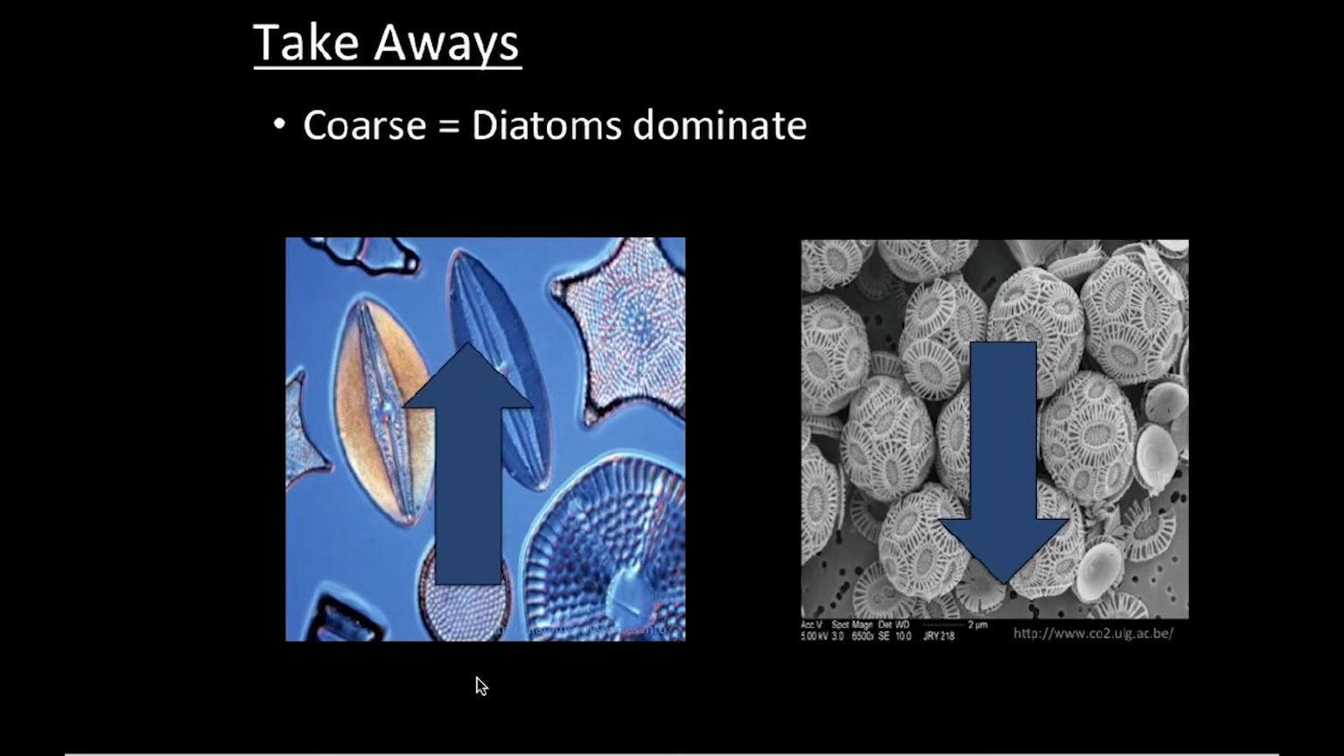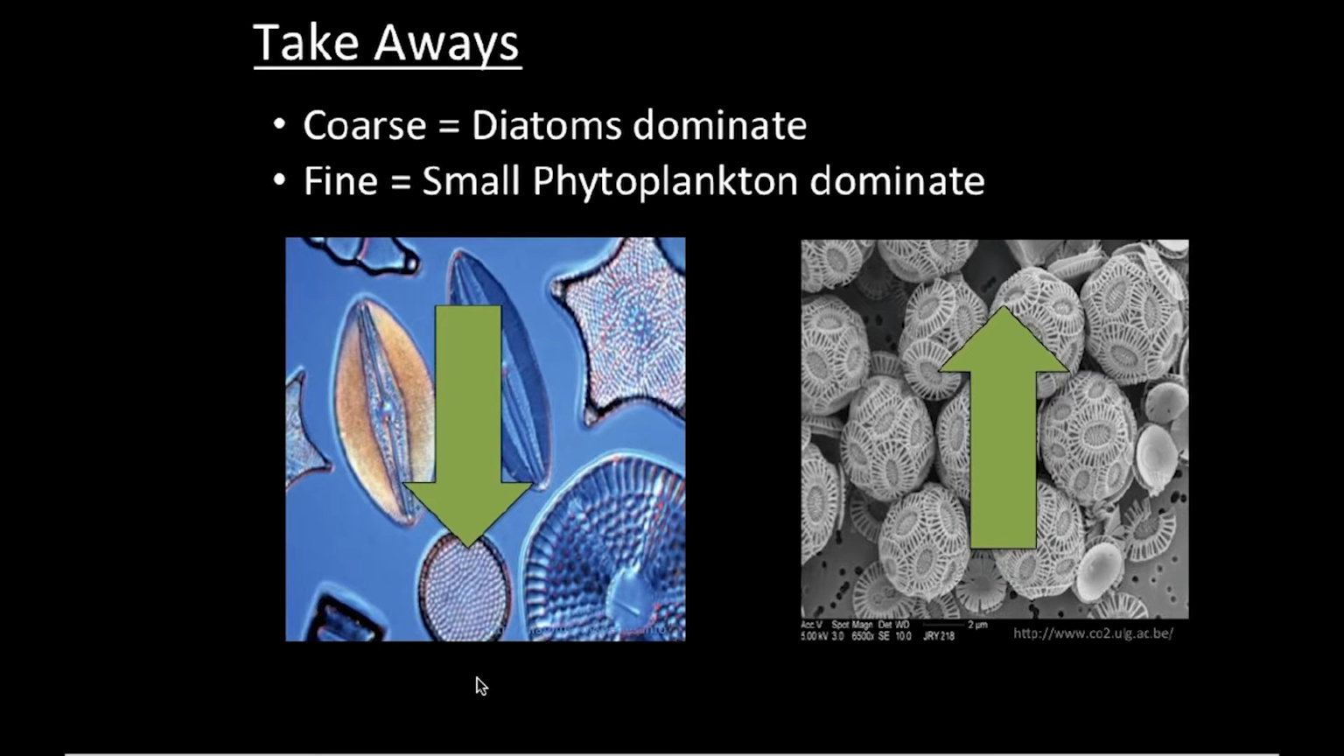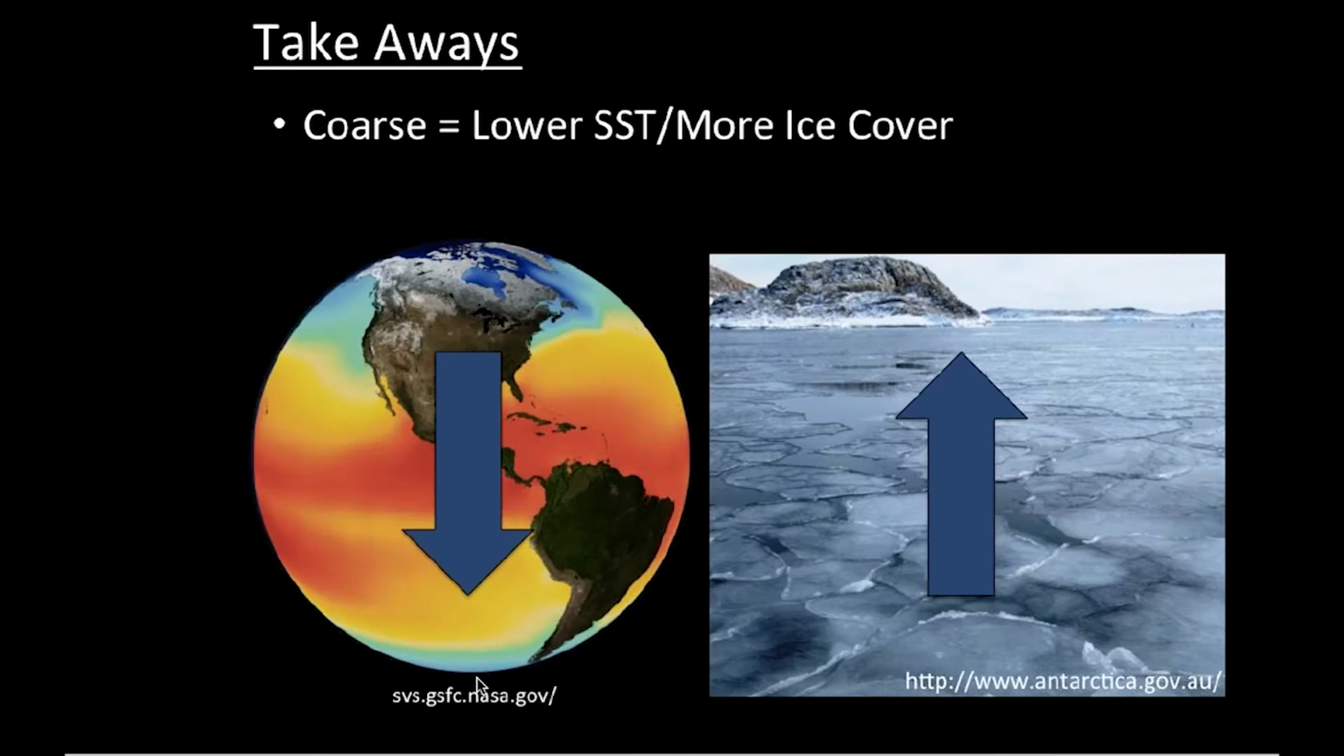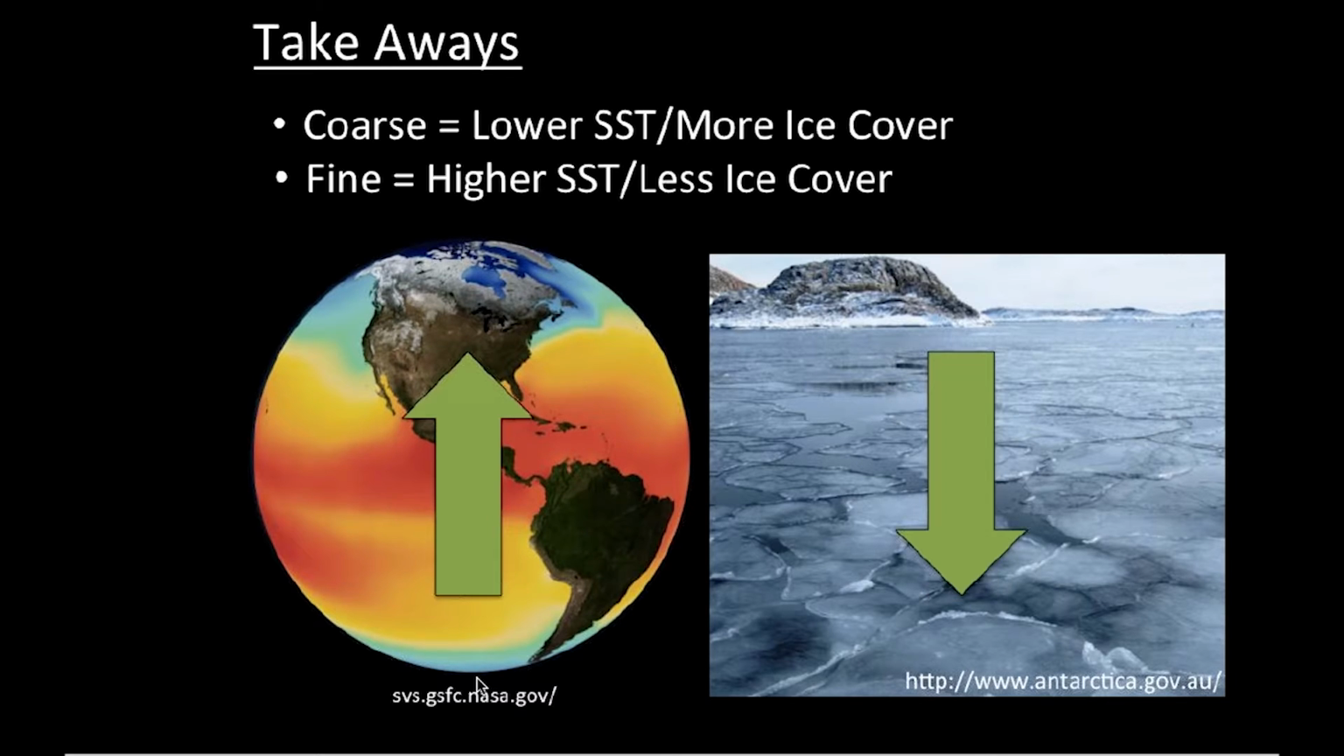So a few takeaways for this project. We found that diatoms dominated in the coarse resolution, while in the fine resolution, small phytoplankton dominated. We also found that at the coarse resolution, you had lower sea surface temperature and more ice cover, while at the fine resolution, you had higher sea surface temperatures and less ice cover. And this makes sense because diatoms, they like that subpolar water, those nutrients.